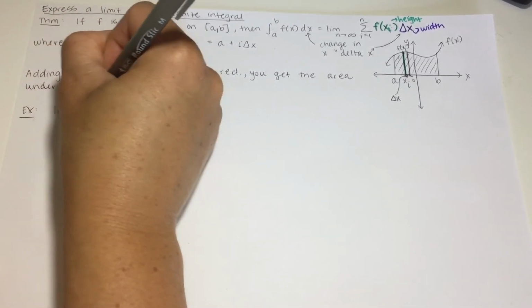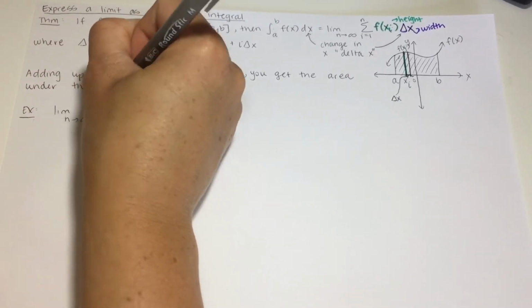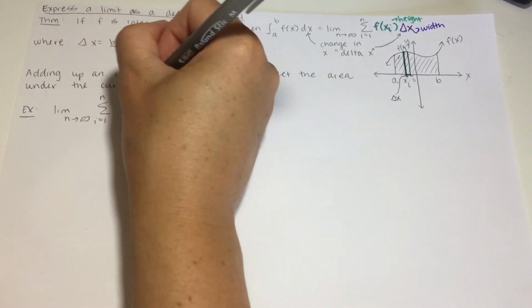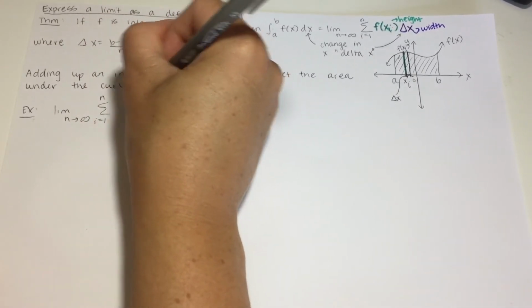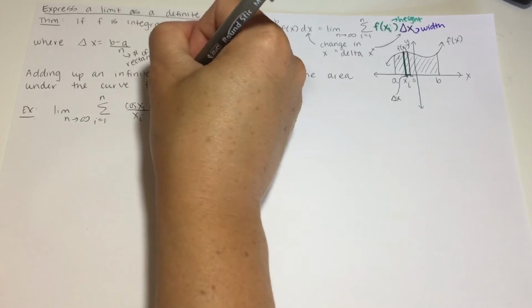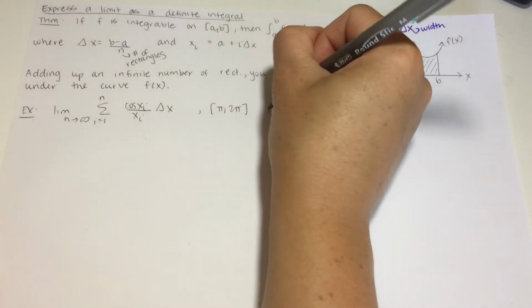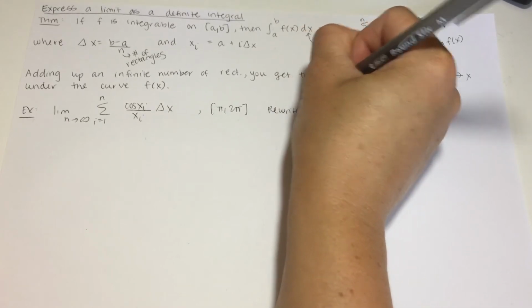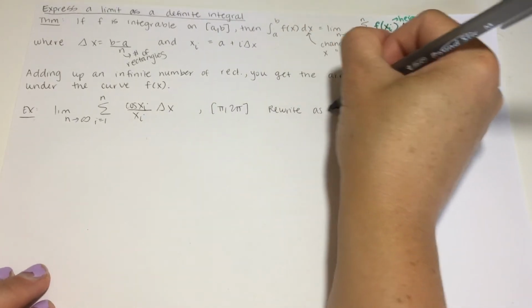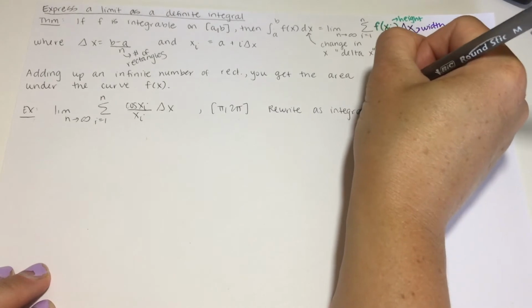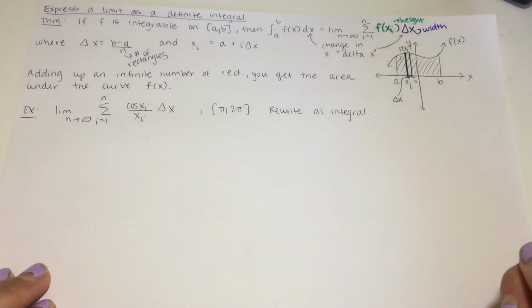For the first example, we have the limit as n goes to infinity of the sum from i equals 1 to n of cosine xi over xi times delta x. And our interval here is going to be from pi to 2 pi. Now we want to convert this to an integral.